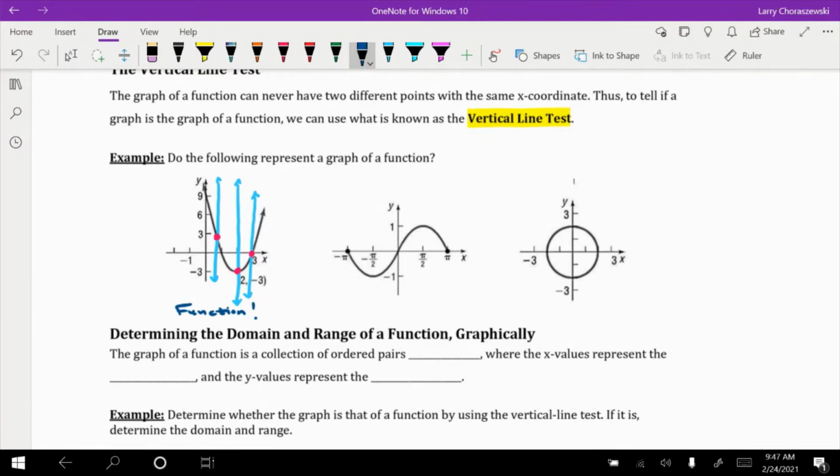Let me have you try it. Go ahead and see if you can determine if the second graph is a function, and also see if you can determine whether or not the third graph is a function. I'll check in with you in about a minute.